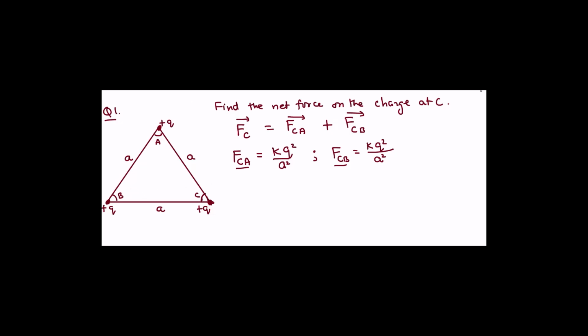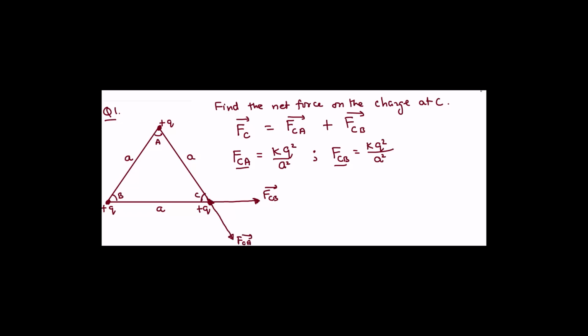Let's begin with FCB. B will apply a repulsive force on C, so this force will act in this direction. So this will be FCB. Charge q is over here, this is a positive charge, this is also a positive charge, so B will apply a repulsive force on this, so it will push C in this direction. Therefore this gives us the direction of FCB. Same thing will happen with charge A. Charge A is over here, it is positive, +q, so it will apply a repulsive force on charge C along the same line. So this is FCA.